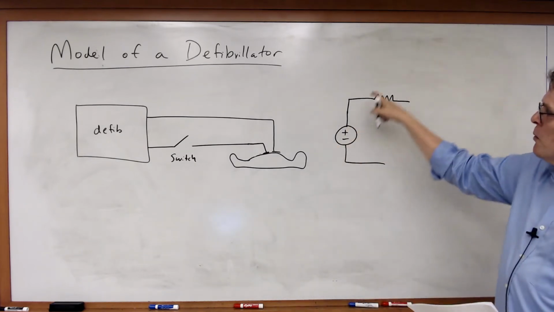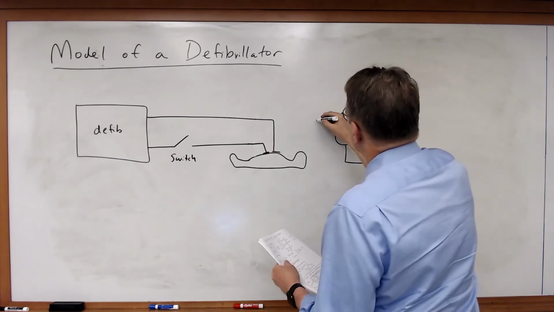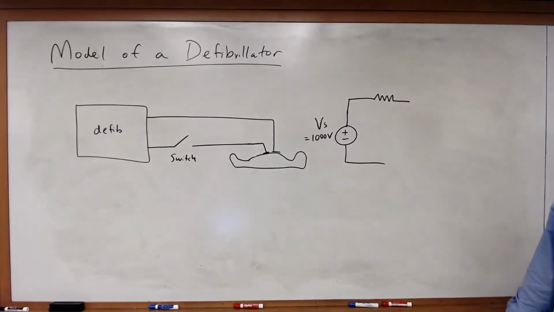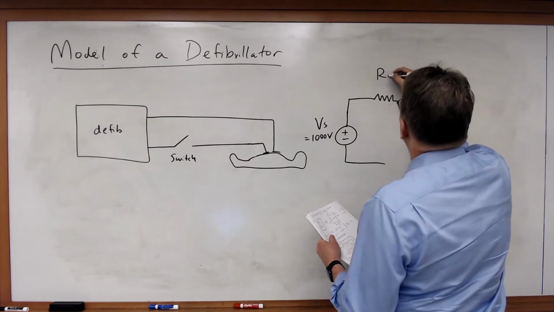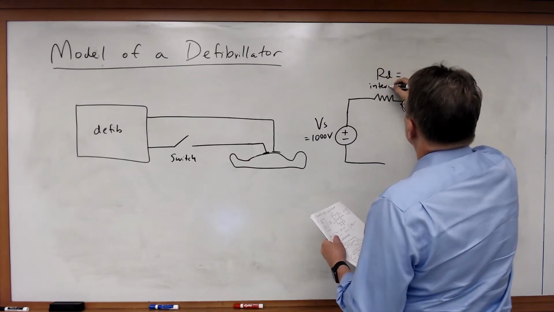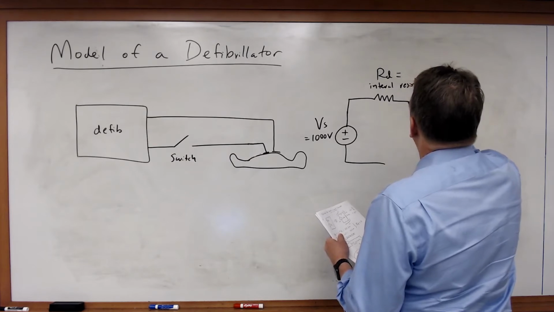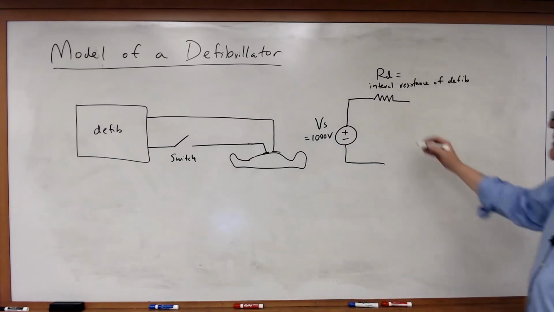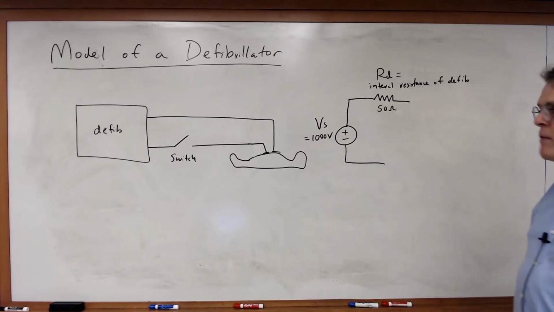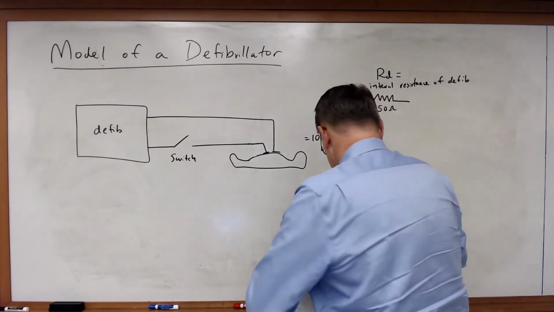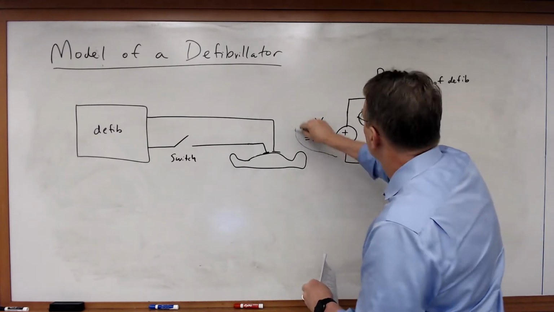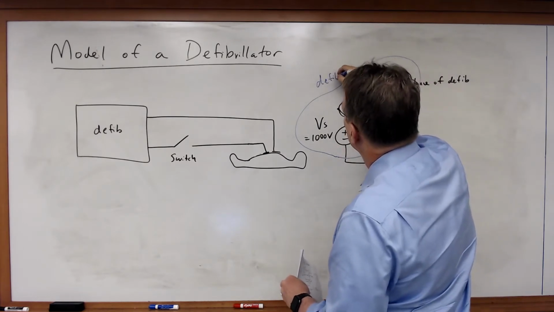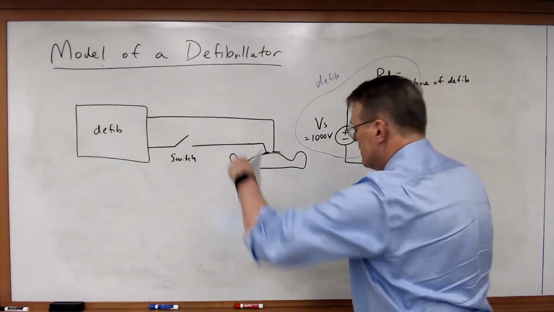I have a voltage source and a resistance. I'll call this VS with a value of 1,000 volts. It's a high voltage jolt we give the patient. And this R sub D is the internal resistance of the defibrillator. In this case, I'm going to say that's about 50 ohms. So this portion right here represents our defib. Now, what about the rest of the circuit?